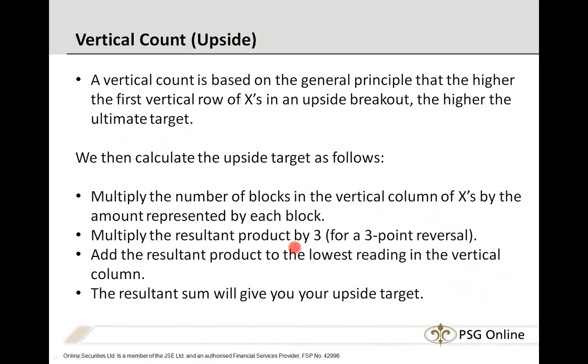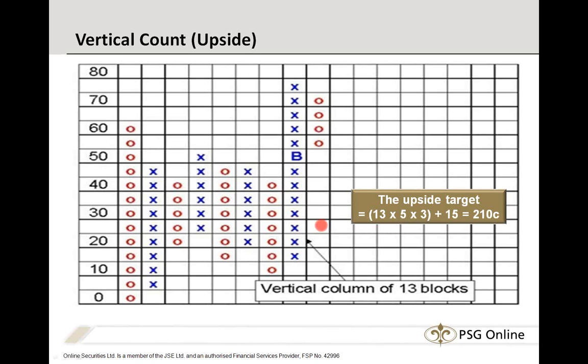It's also based on the general principle that the higher the first column on the upside, the higher the ultimate target. So it just works opposite now. There's our buy signal. So I count from the bottom: 1, 2, 3, 4, 5, 6, 7, 8, 9, 10, 11, 12, 13. So obviously that's where our buy signal would have been. So far the price has moved up 13 crosses in our count.